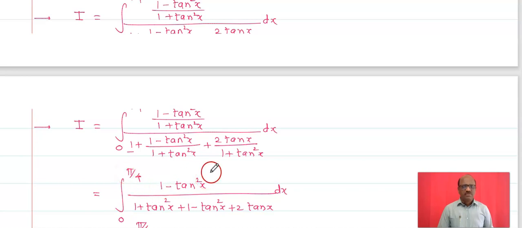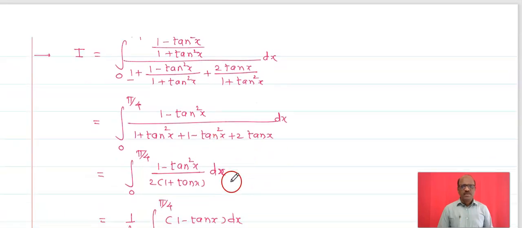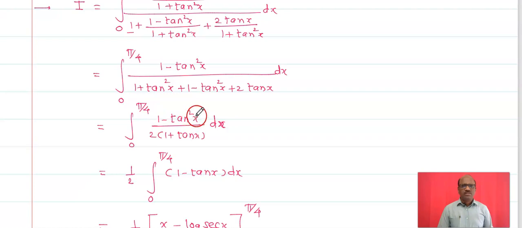And if we evaluate this integral, taking the LCM, we will multiply here 1 plus tan square x, and then you will get the denominator 1 plus tan square x, and if we overall solve it, you will get 1 minus tan square x upon 1 plus tan square x plus 1 minus tan square x plus 2 tan x, and therefore the integral from 0 to pi by 4 of 1 minus tan square x. What's happening here? Plus tan square x and minus tan square x get cancelled. 1 plus 1 you will get 2, and here is 2 tan x, and take 2 as common, then you will get the integral from 0 to pi by 4 of 1 minus tan square x upon 2 times in bracket 1 plus tan x dx.